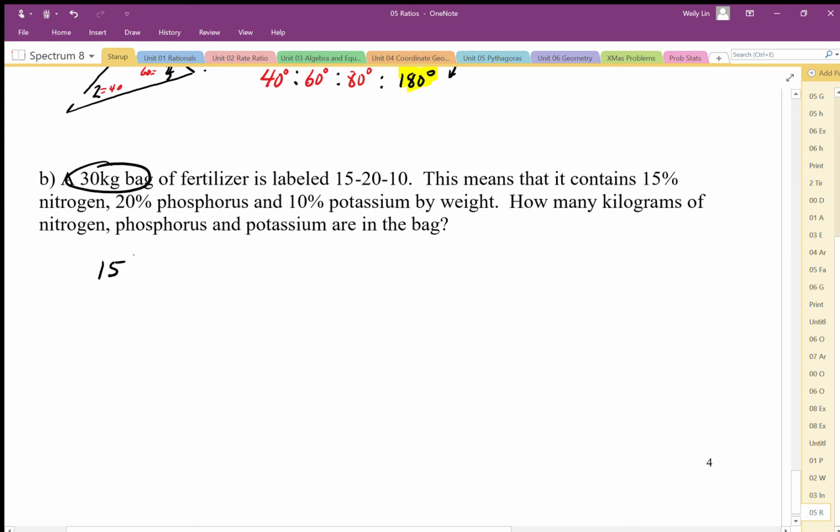Well, I have nitrogen, phosphorus at 20%, and potassium, and the chemical symbol for potassium is K, so I'm going to use K for that. Now, the 30 kilograms doesn't go with any of these. In fact, it goes with the total, and the total is going to be our 100%.